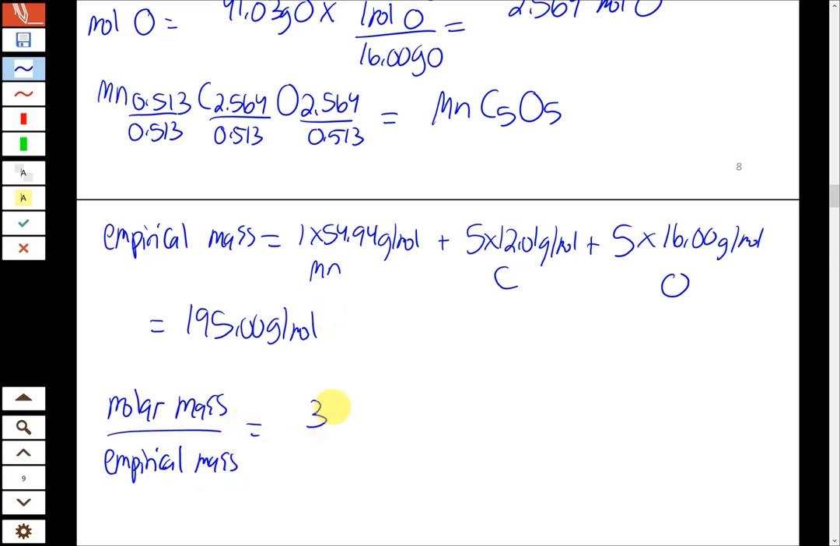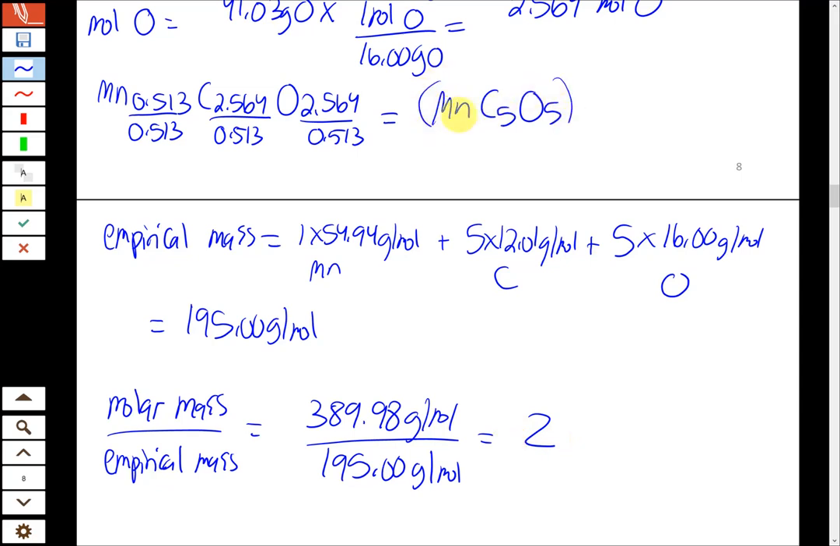So this is given 389.98 grams per mole, and we divide that by the empirical mass, which is 195.00, and to a good approximation, this equals 2, probably like 1.999 or something like that, but it's essentially 2. So that means our molecular formula is going to be our empirical formula, which we found up here, doubled, which is going to be Mn2C10O10. So that's the last step to get the empirical formula and convert it to the molecular formula.